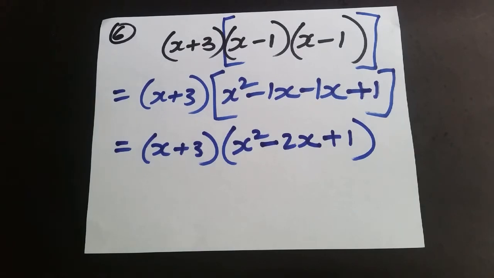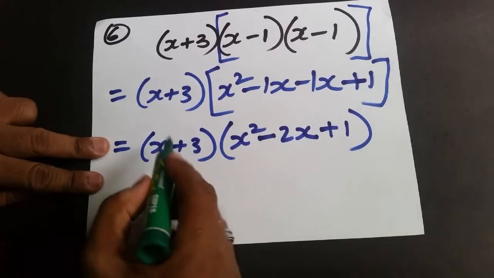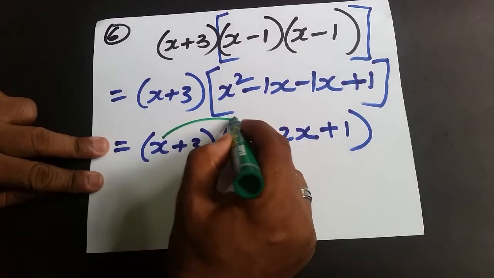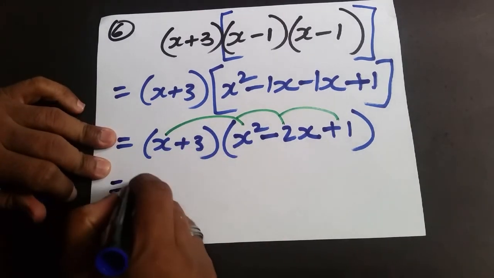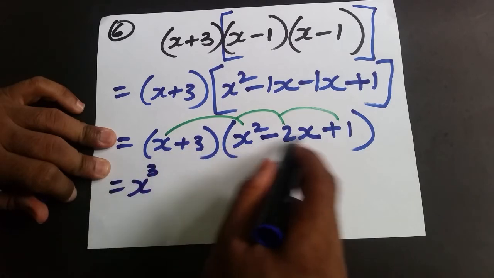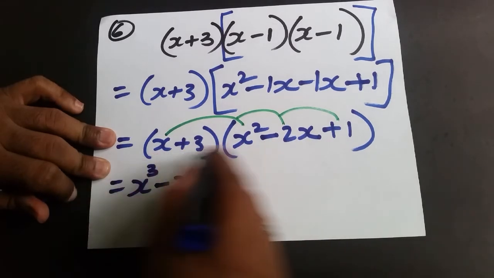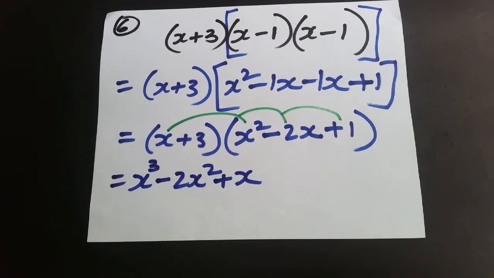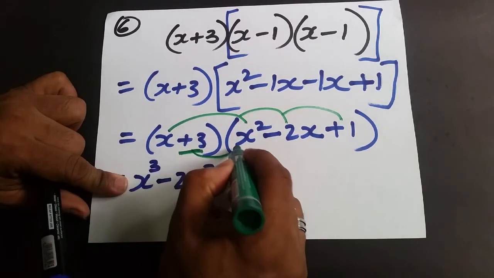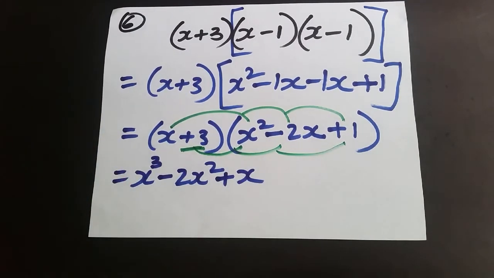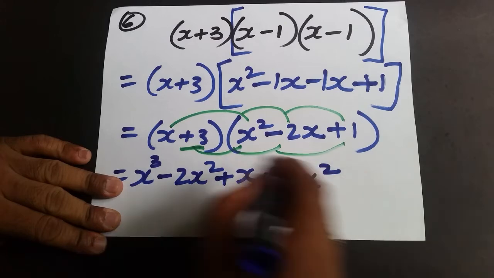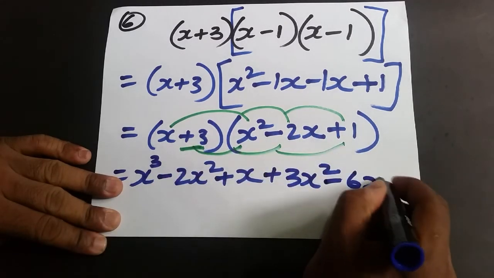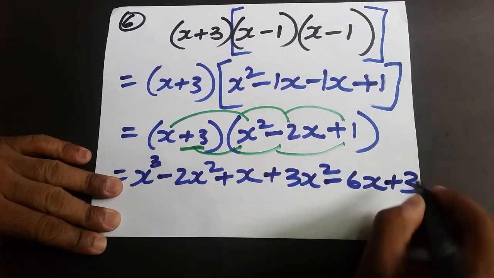Then what I'm going to do now is take this x here and multiply these 3 terms by the positive x. So positive x times x squared is positive x cubed. Positive x times minus 2x is minus 2x squared. And positive x times positive 1 is positive x. Now that I've finished with that, I'm going to take this positive 3 and do the same. So let's do that. Positive 3 times positive x is positive 3x squared. Positive 3 times minus 2x is minus 6x. And positive 3 times positive 1 is simply positive 3.